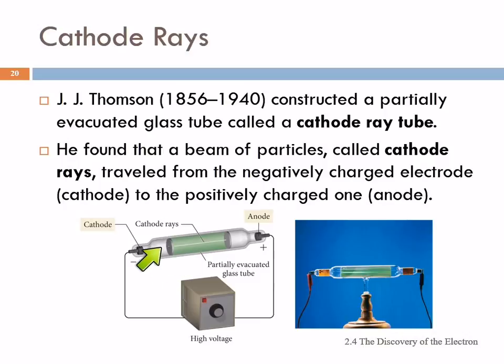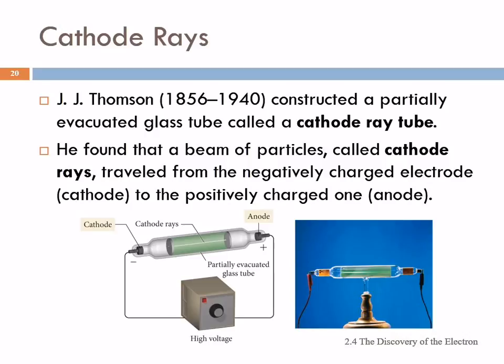So here's this glass tube. And he passed electric current. He put a high voltage across this. And in between here, there's a partially evacuated tube. And so there's a little bit of gas in there, but not anything else.